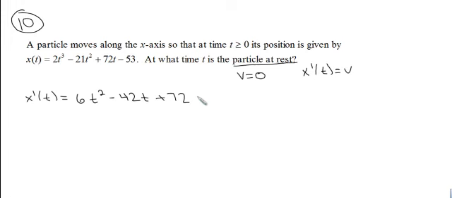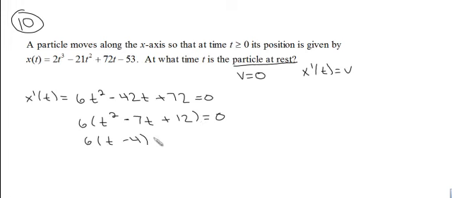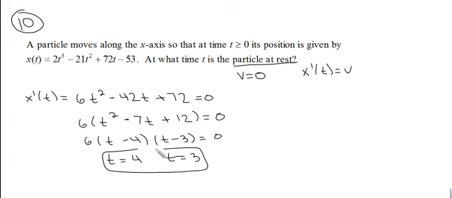Okay, we're going to set that equal to 0, and factor out a 6. So we're going to have t minus 4, t minus 3. So we're going to have t equals 4 and t equals 3. So either one of these, my particle is at rest at t equals 4 and t equals 3.